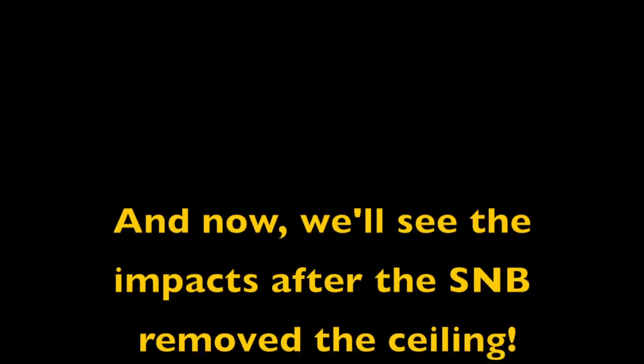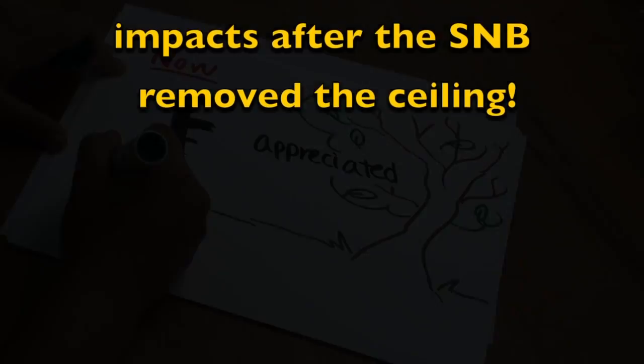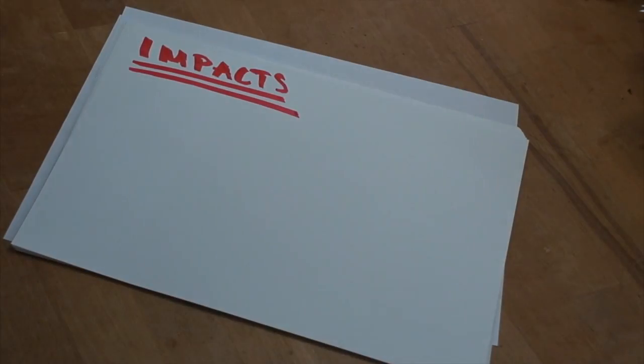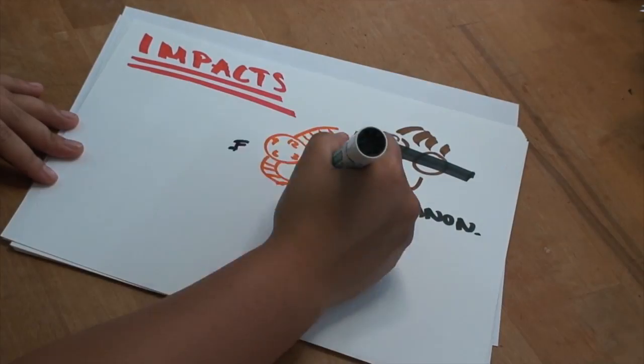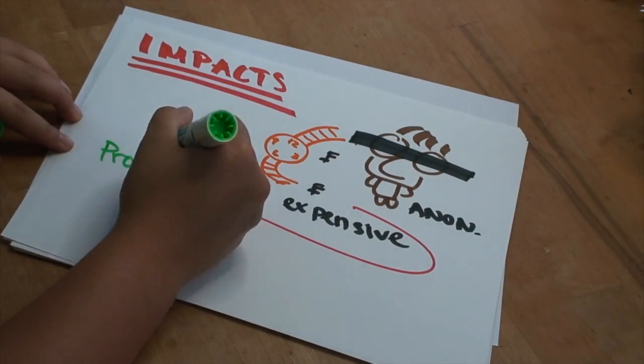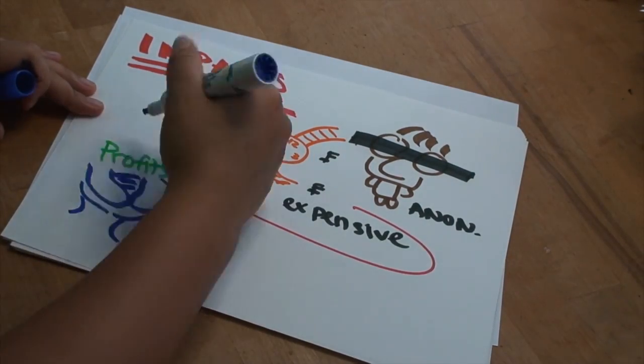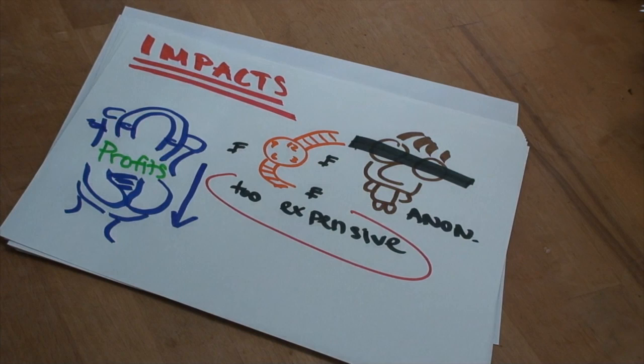And now we'll see the impacts after the SNB removed the ceiling. Because the franc has appreciated again, my business's watches are now too expensive to export. Fewer people are willing to buy our goods. How will this affect your profits? Our profits are going down the toilet as I speak, and not to mention our stocks are falling as well. We're not the only business in Switzerland dealing with this. Stocks aren't doing too well, but we're hoping that the currency will stabilize in the long run. I'm sorry to hear about your loss.